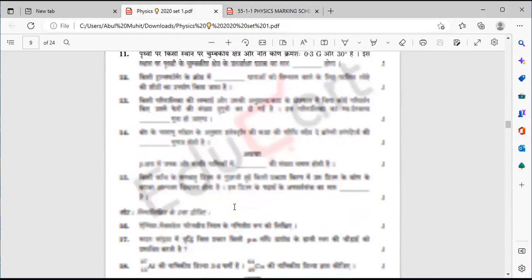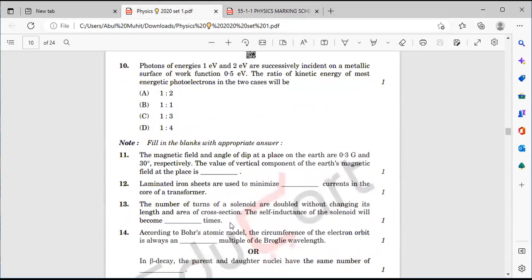Okay. Next one: photons of energy 1 electron volt and 2 electron volt are successively incident on a metallic surface of work function 0.5 electron volt. So there are energies. Which question is this? 10th question. So E1 is equal to 1 electron volt, E2 is equal to 2 electron volt. Okay, these two are given.